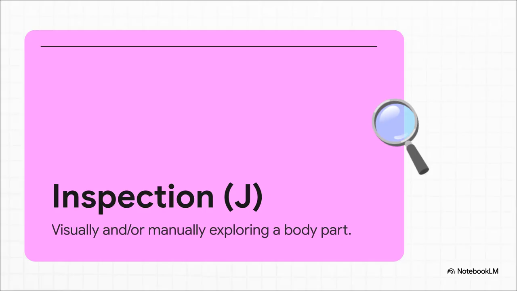Let's kick things off with a foundational root operation, inspection, which is coded with the character J. The official definition here is visually and/or manually exploring a body part. So think about a routine diagnostic cystoscopy. The physician is using a scope via a natural or artificial opening, and they're simply looking around the bladder and urethra without actually taking any tissue. Because the sole objective is just to examine that body part, the root operation is squarely an inspection.